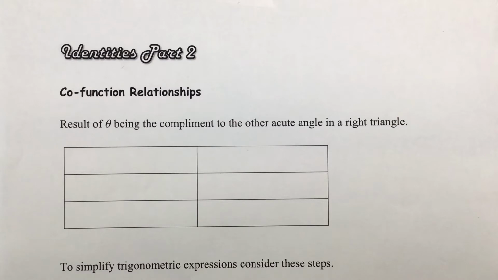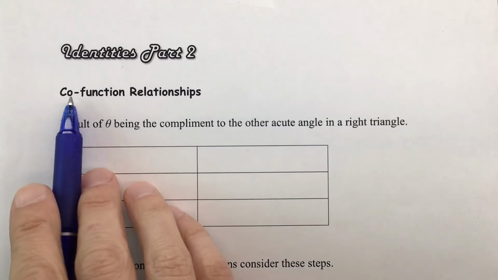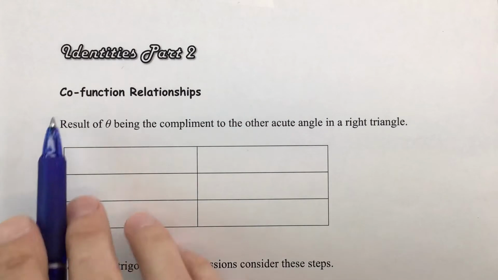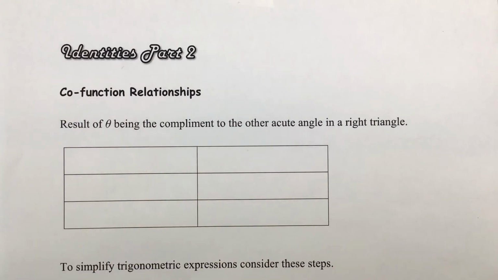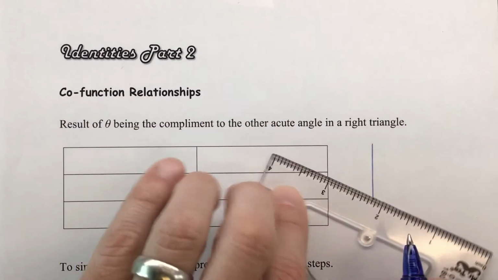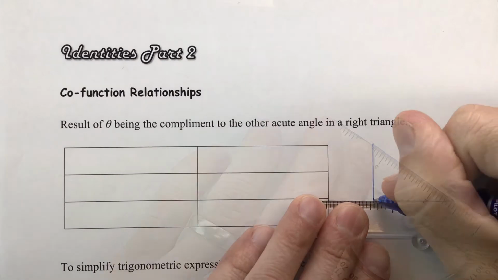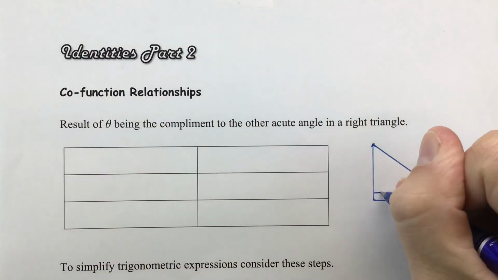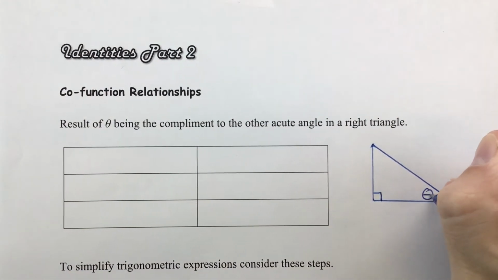Why do we have sine and cosine? Why do we have secant and cosecant? Why do we have tangent and cotangent? Why those names? These cofunction relationships go back to thinking about right triangles. So I'm going to go ahead and just sketch a picture over to the side real quick. Just want to make sure that I got a right triangle. Let's go ahead and make that theta as well, just for the sake of reference.